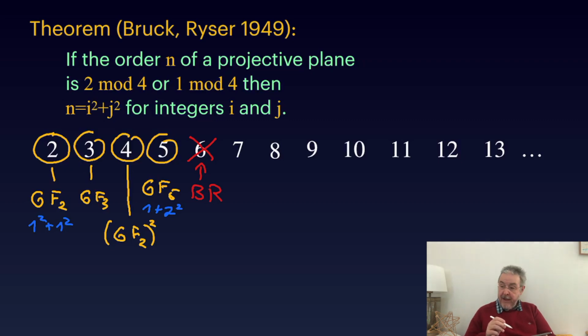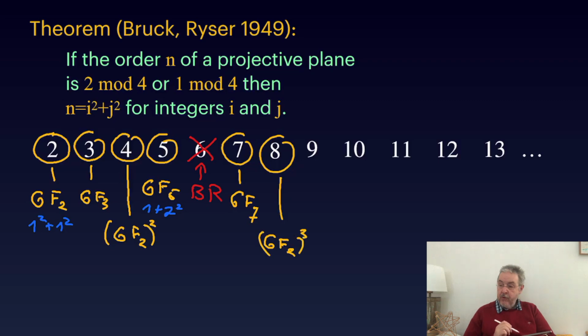Let me continue a little faster. 7, well, it's GF(7). 8 is GF(2) to the power of 3. No, Bruck and Ryser doesn't apply here. 9 is perhaps a little bit interesting. So 9 is GF(3) to the power of 2. Bruck and Ryser applies, and in fact, now I really need that we have the 0 included in our natural numbers. The 9 turns out to be 3 squared plus 0 squared. Next interesting case is 10. So let's have a look at 10.